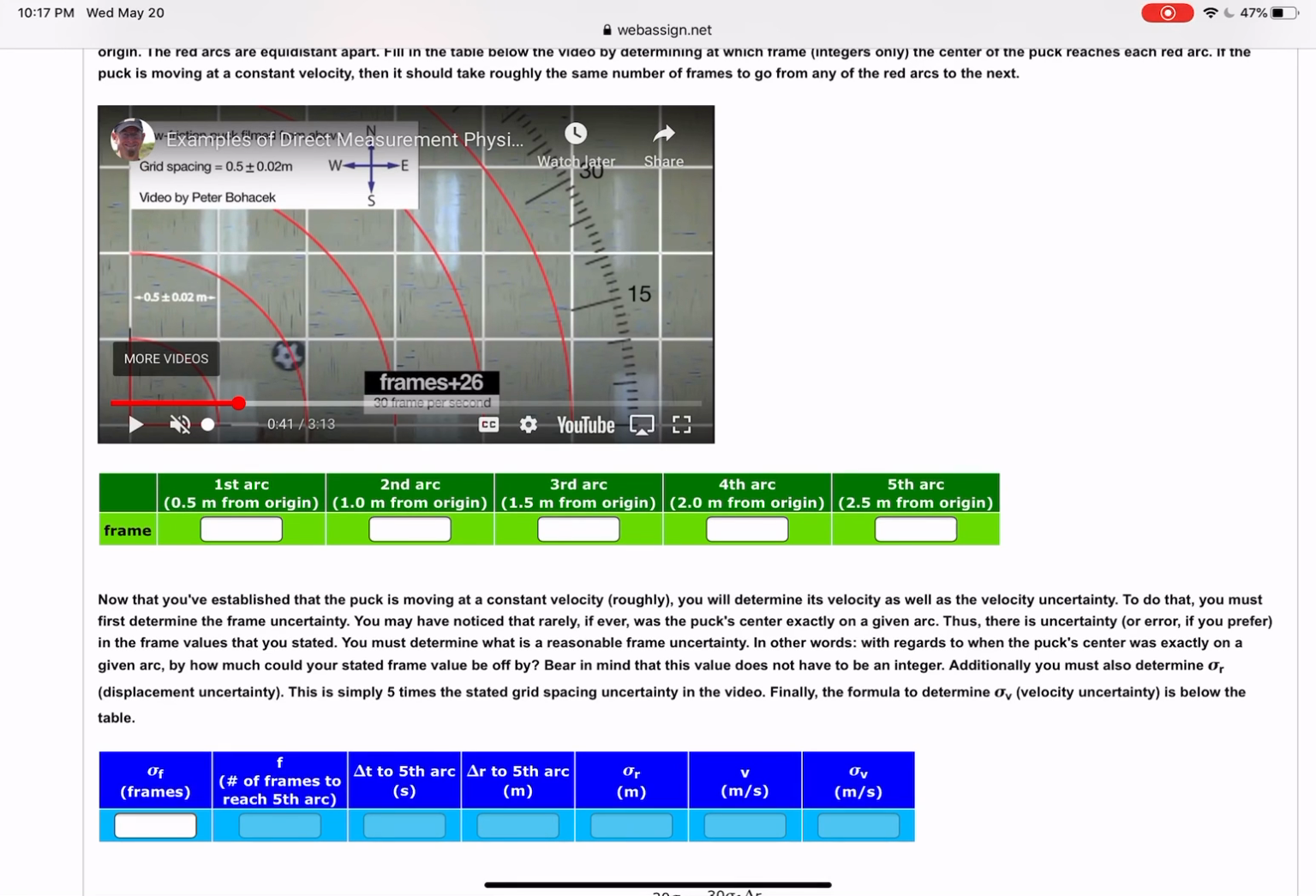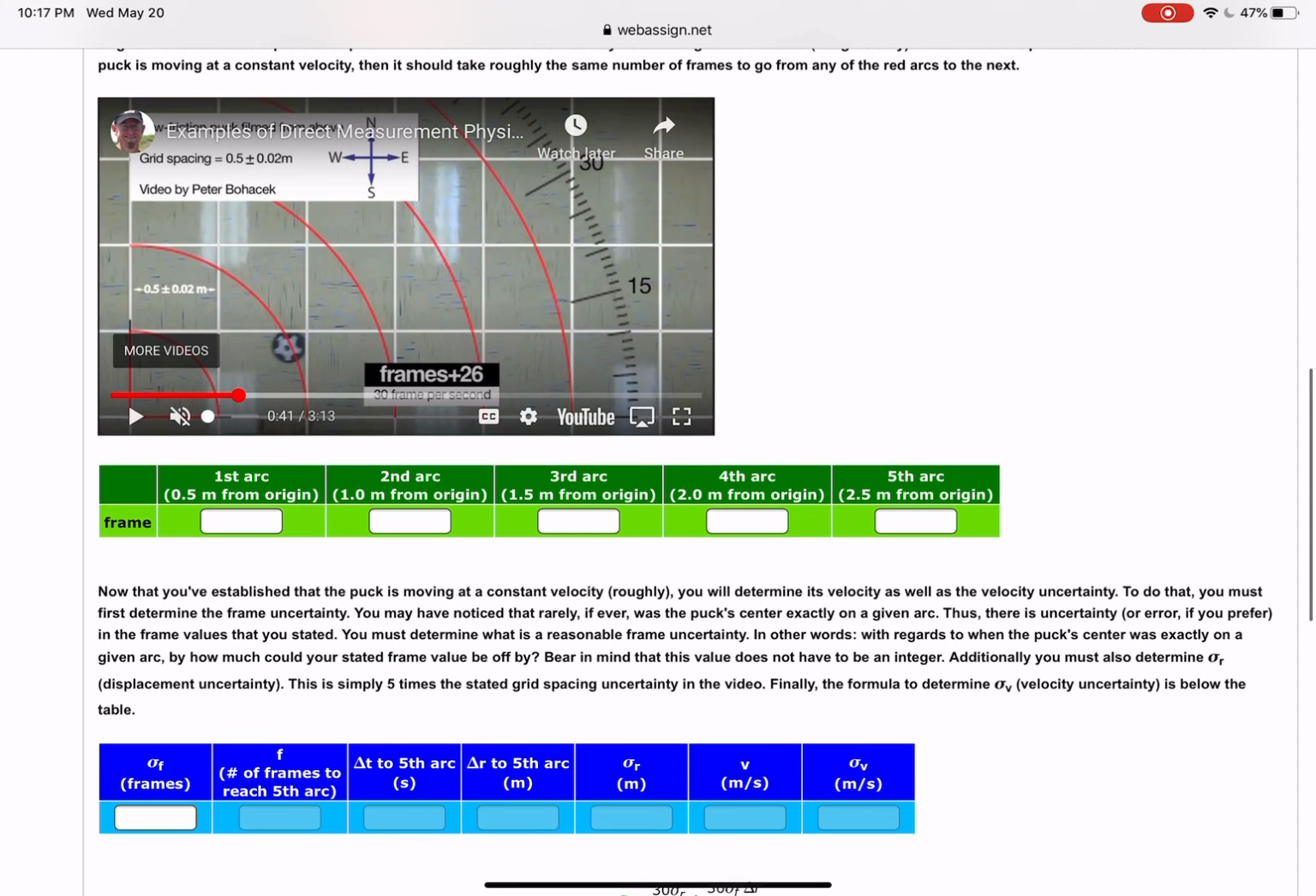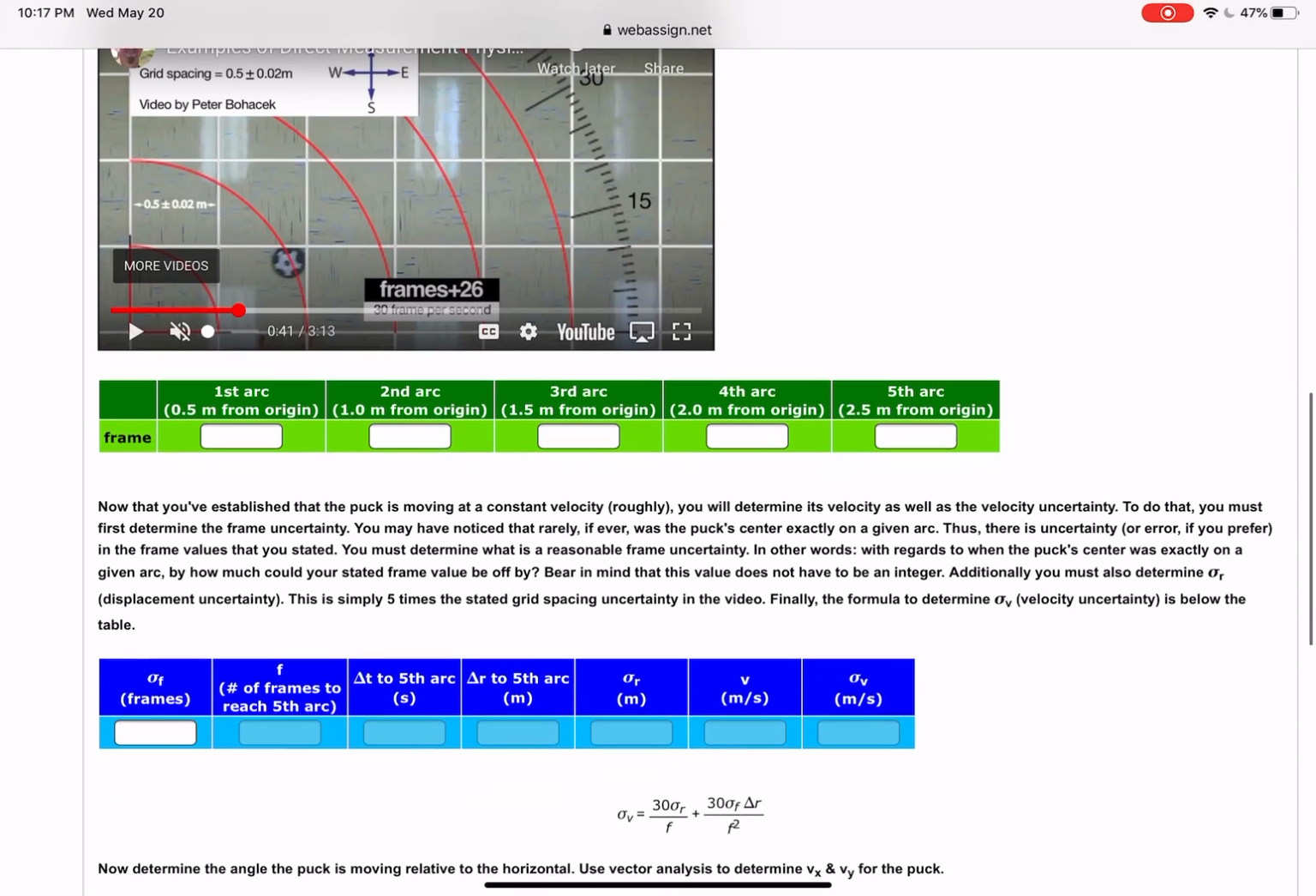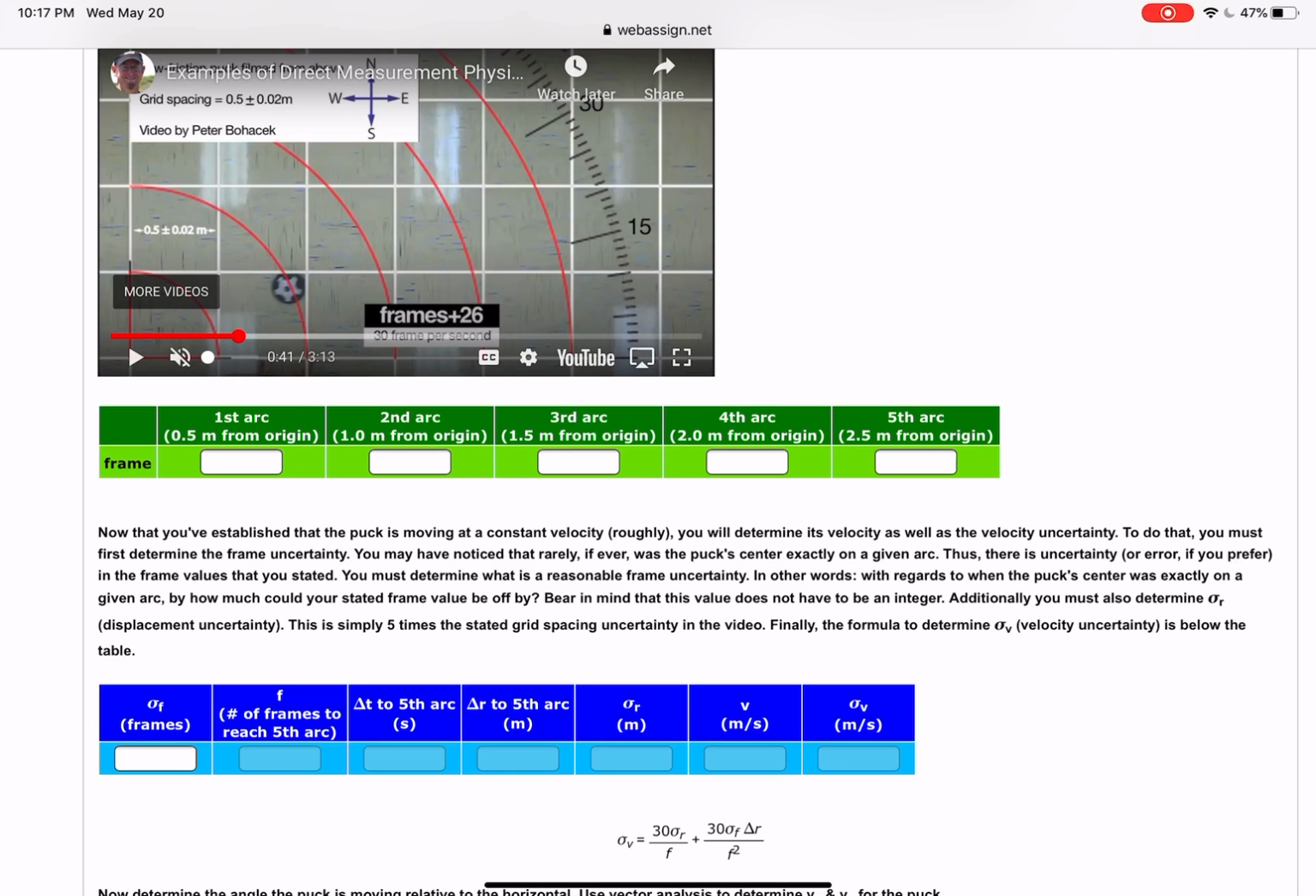so you can use that to determine the elapsed time. The distance there, delta r to the fifth arc, you can see in the green table, we've already mentioned what the distances are. The uncertainty there, you can figure that out. It mentions it in the blurb that this is simply 5 times the stated grid spacing uncertainty in the video, which is clearly stated. You should be able to calculate speed because you know your displacement and your time, and it's going at a constant speed here. And then you can use the formula below the table to calculate the uncertainty.